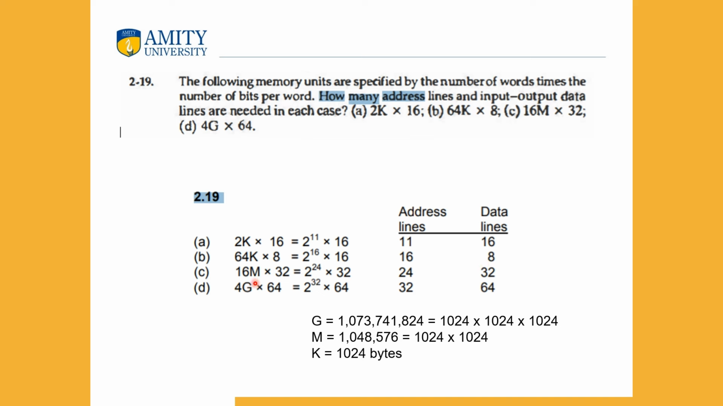Over here we have M, so 16 into 1024 multiplied by 1024 gives some value, and you are supposed to find the 2 power n, which is 24 in this case. So the address lines are 24. The power is the number of address lines, and you already have the data lines given, because for each bit of the bits per word you will have a data line, so 32 data lines. Similarly for G, that means gigabytes, 4 into 1024 multiplied 3 times, you will find the power n. The n will be the address lines and 64 will be the data lines.